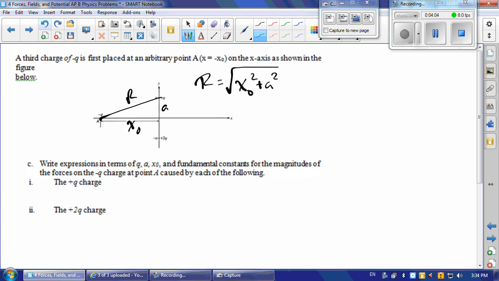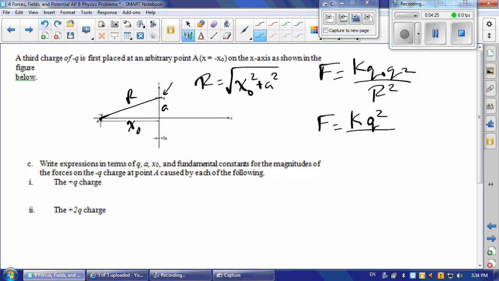So for the plus q charge, which is right up here, F is equal to k q1 q2 over r squared. Plugging in what we know, I can keep my k. I've got a plus q and a minus q, but remember in this problem we use the absolute value, so it's just q times q, which is q squared, and then the distance between them squared, which is just x naught squared plus a squared. The square root falls away because of the square up here. Okay, so there's part 1.